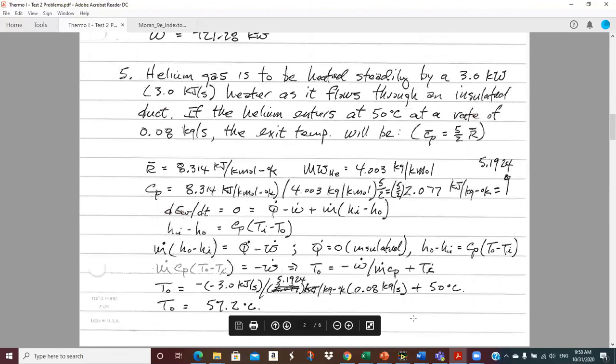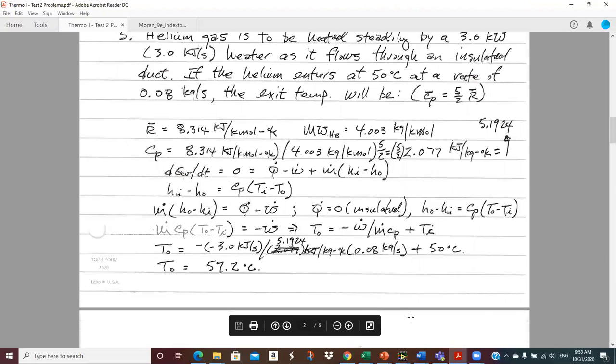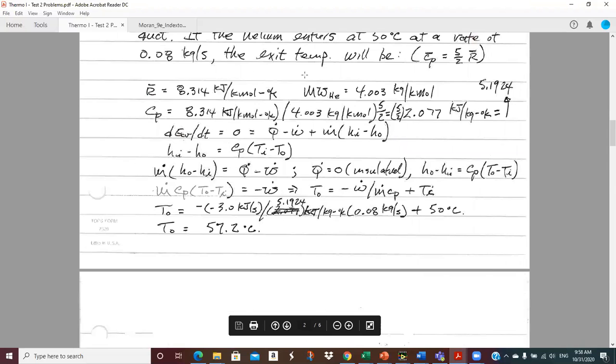There we go, helium gas. Okay, so I just restated the problem. I've got to determine my CP value. So the universal gas constant is 8.314 kilojoules per kilomole per degree K, and this is the molecular weight of helium, 4.003 kilograms per kilomole. And so my CP is the universal gas constant divided by molecular weight.